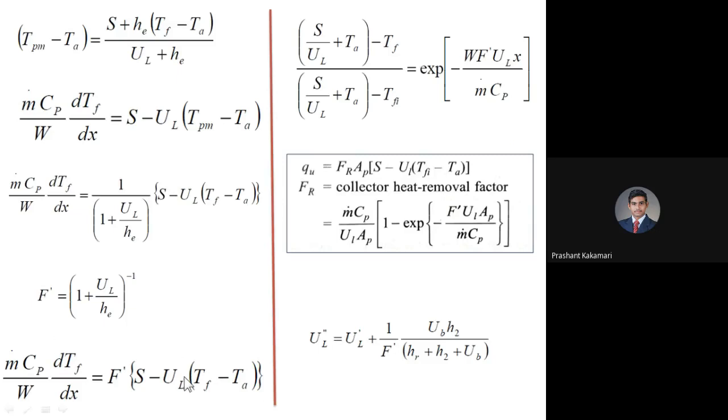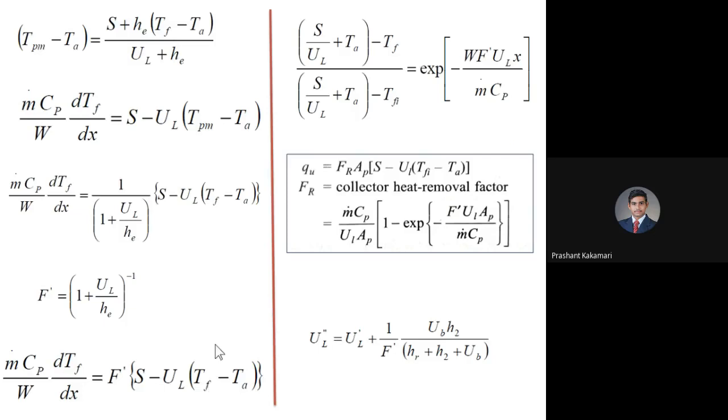So I am writing here UL into bracket TF minus TA, because we have substituted TPM minus TA as TP, this entire equation. So it is left with TF minus TA. Why I am calling this F dash, because already we know the definition of F dash, that is the collector efficiency factor, as the ratio of useful heat received by the absorber to the useful heat gain by the absorber, if the absorber plate is maintained at the fluid mean temperature.